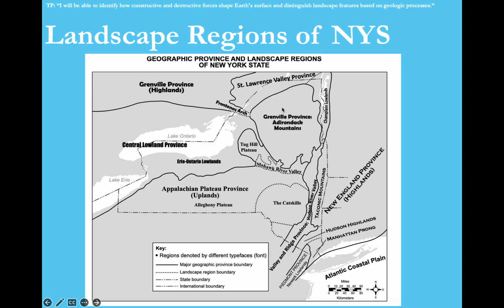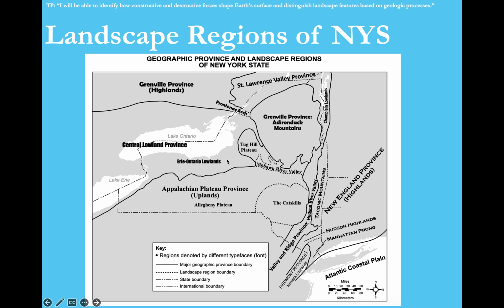Other high elevations, we have the Adirondack Mountains, which is part of the Grenville orogeny. Grenville orogeny is on your reference table. It's on page number 7. All right, your Grenville orogeny is part of your Proterozoic eon, under the Precambrian supereon. That's it for the high ones with the high relief.